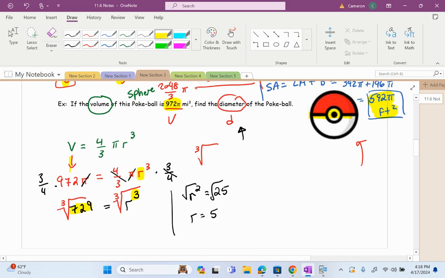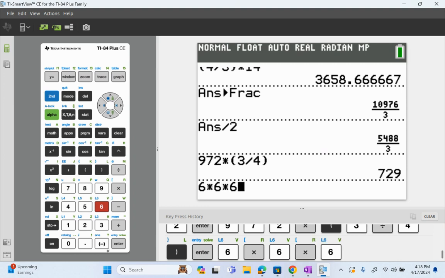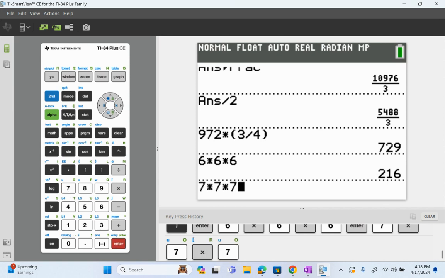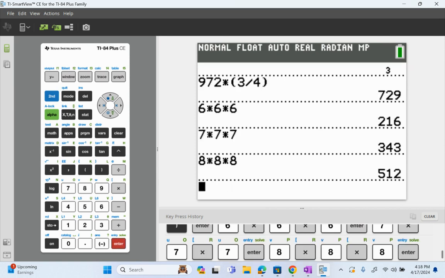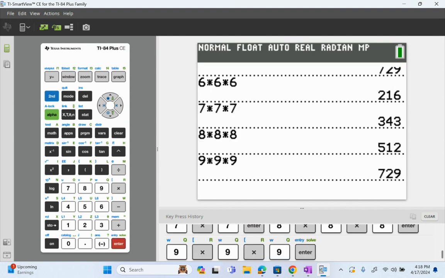So in other words, would 5 times 5 times 5 get me to 729? Would 6 times 6 times 6? You can kind of play with it and see. The one that gets us to 729 is going to be the cube root. Okay, a little too small. Let's do 7 times 7 times 7. Nope. How about 8 times 8 times 8? Nope. Okay, 9 times 9 times 9. Ding, ding, ding. There we go. So the cube root, the radius, would be 9.